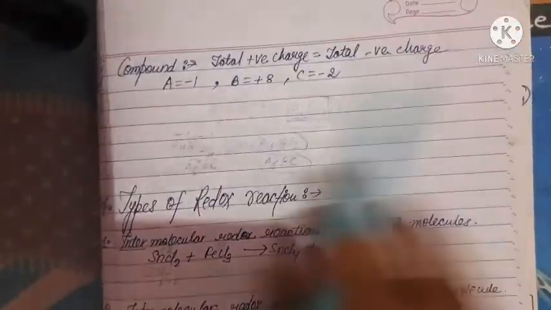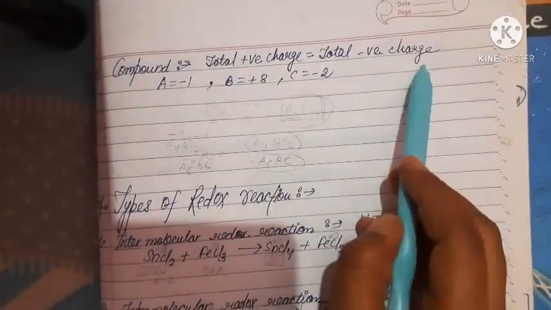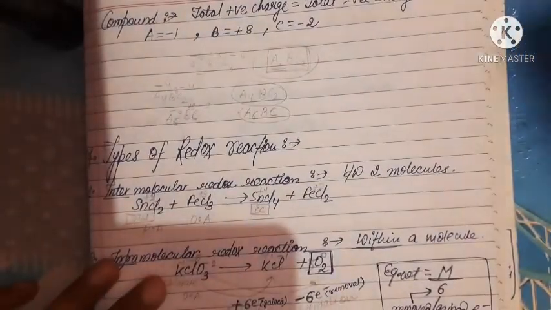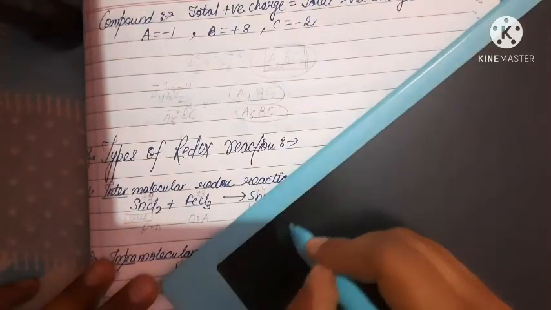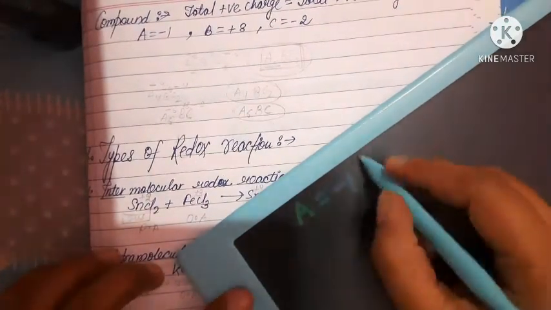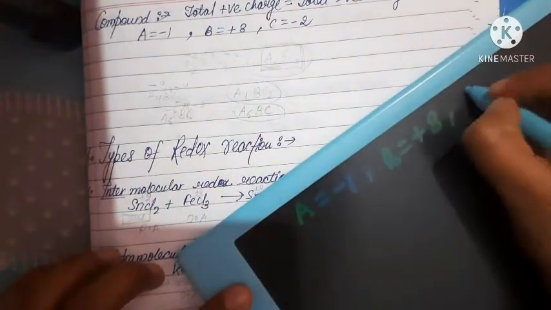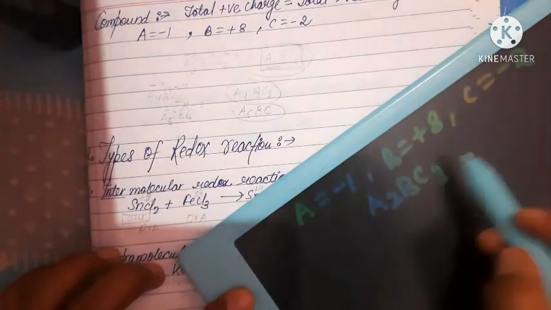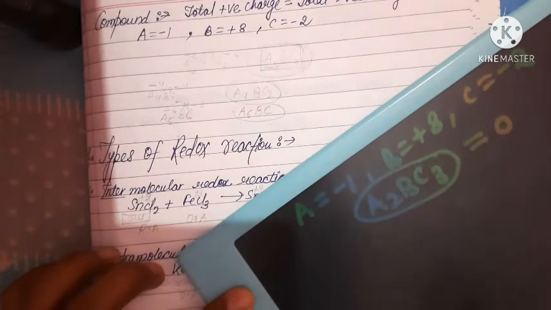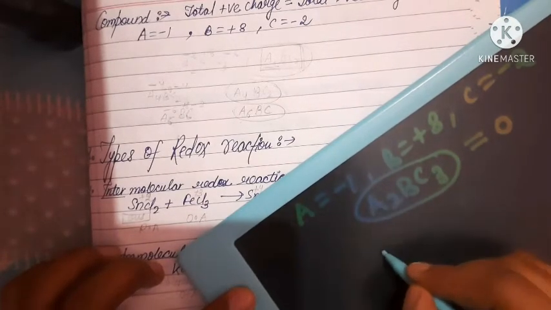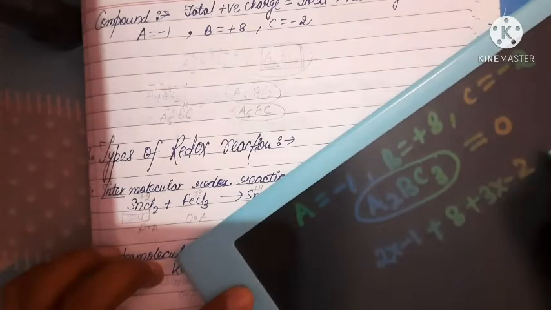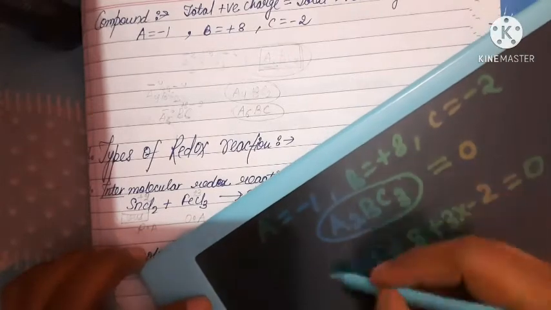Now in compounds, what we see is total positive charge equals total negative charge. So for example, we can calculate like A equal to -1, B equal to +8 and C equal to -2. So overall should be 0. Okay, so now how many formulas can be there? Like this, you can put 2 into -1 plus 8 plus 3 into -2. So it's coming 0. So it is a correct formula.